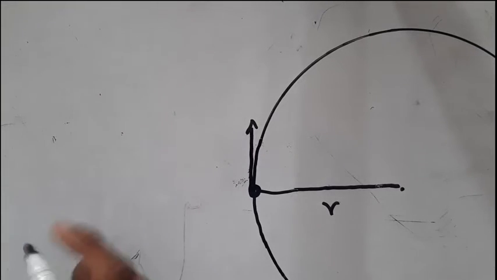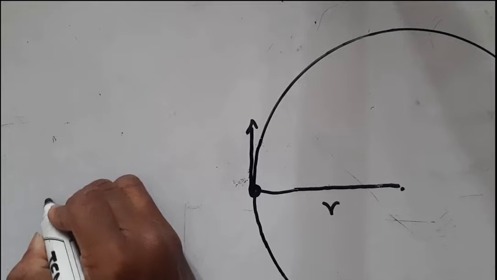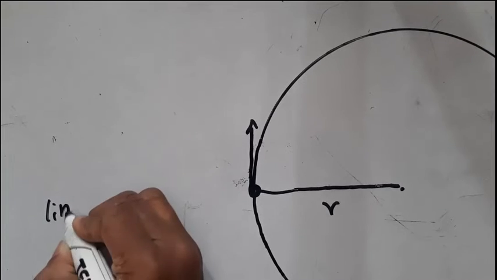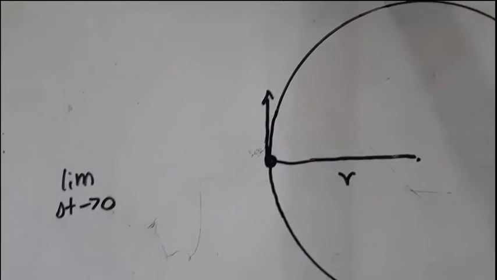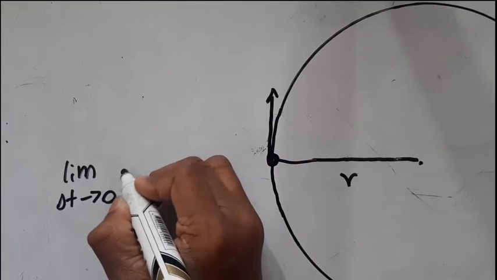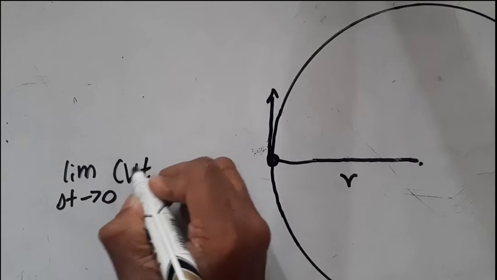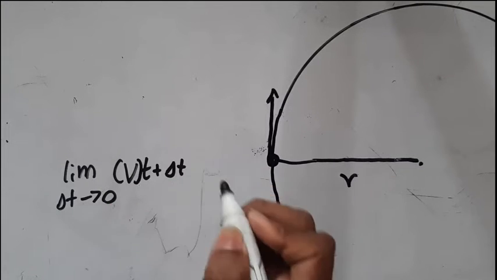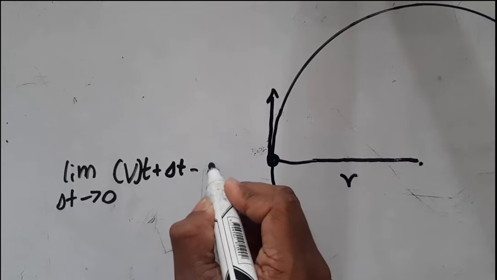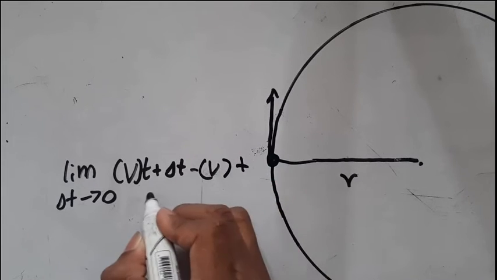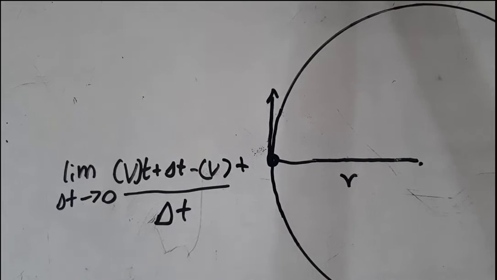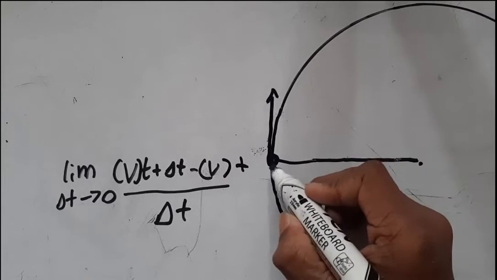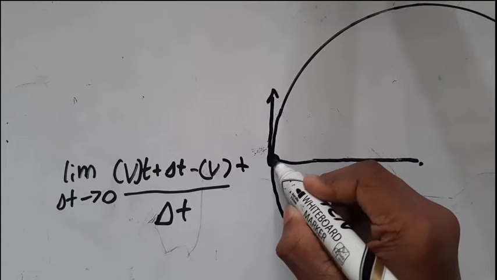Well, if we write it down, we have to take the limit as delta t approaches 0. Well, v of t plus delta t is the final vector, that minus v of t is the initial vector, that over delta t is the acceleration.